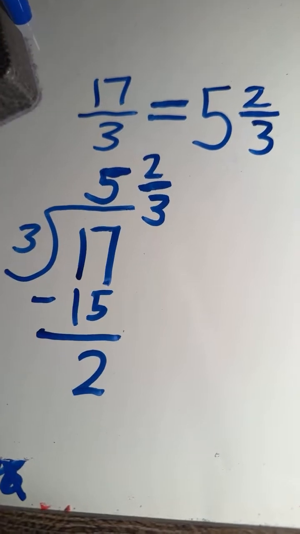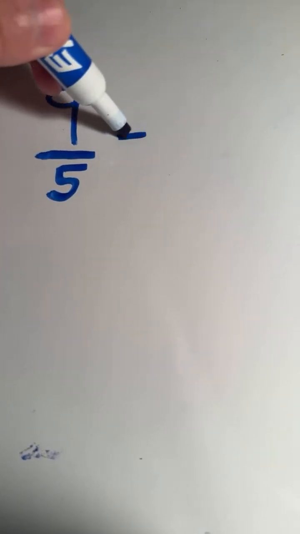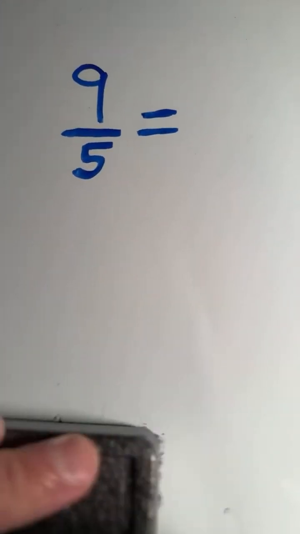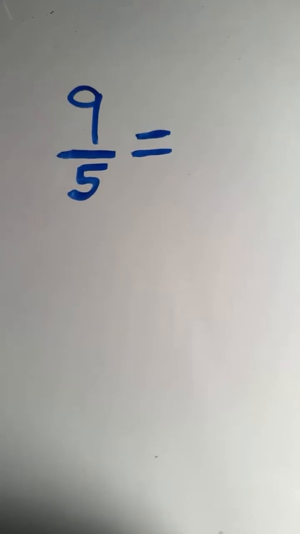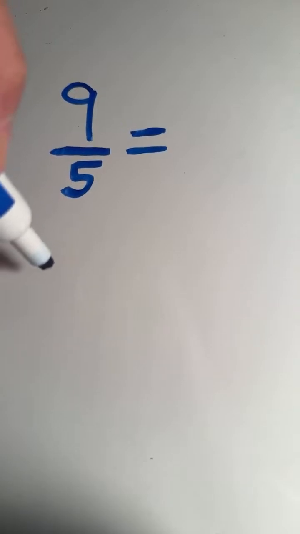All right, moving on to the next example. All right, example number 4 now. 9/5. We've got to convert 9/5 to a mixed number. So we want to figure out how many full groups of 5 can fit into 9. So I'm going to use the tally method for this one.